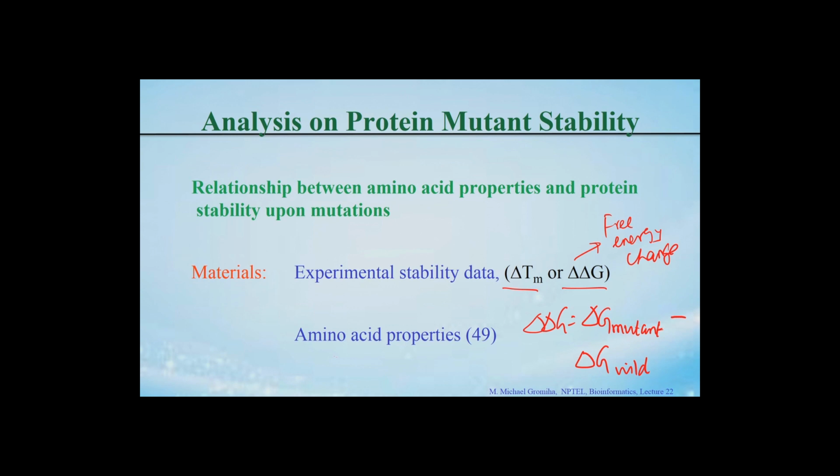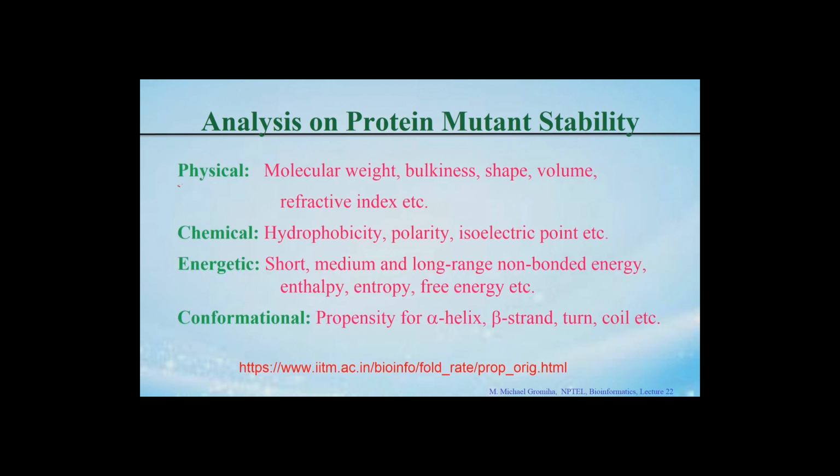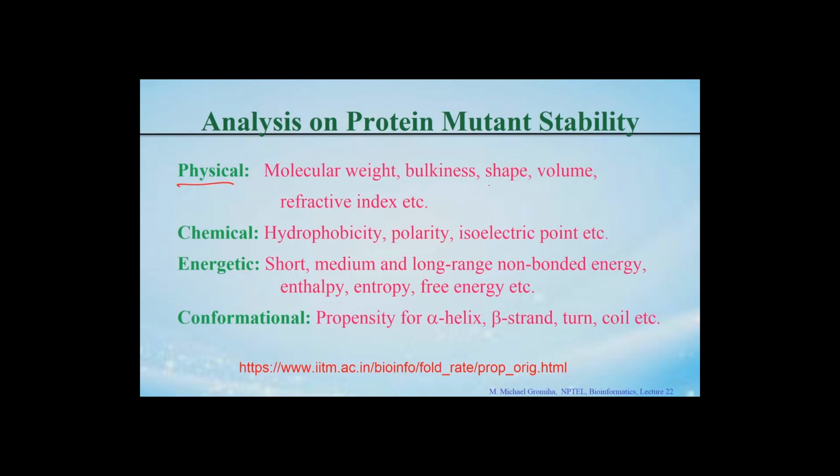So, on the other hand, you can take different properties from different perspectives. For example, size; there are several physical properties. For example, molecular weight: in this case you can see glycine has less weight than the other residues, and you can see the bulkiness. There are some residues which are very bulky compared to other residues; some are loose and some of them are very bulky. And you get the shape and the volume, refractive index and so on. There are many properties you can deal with for the physical behavior.